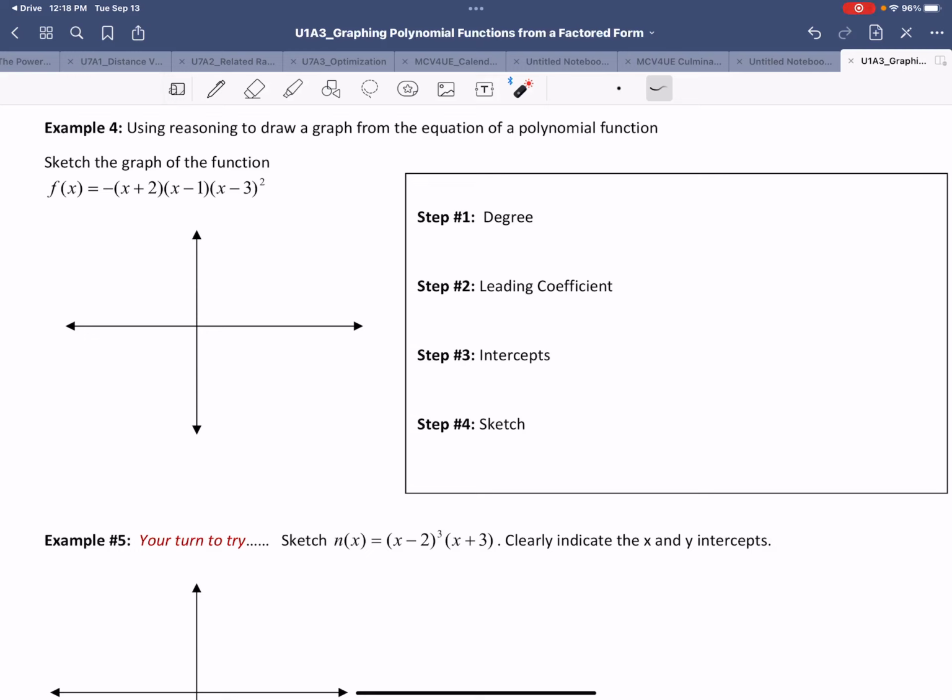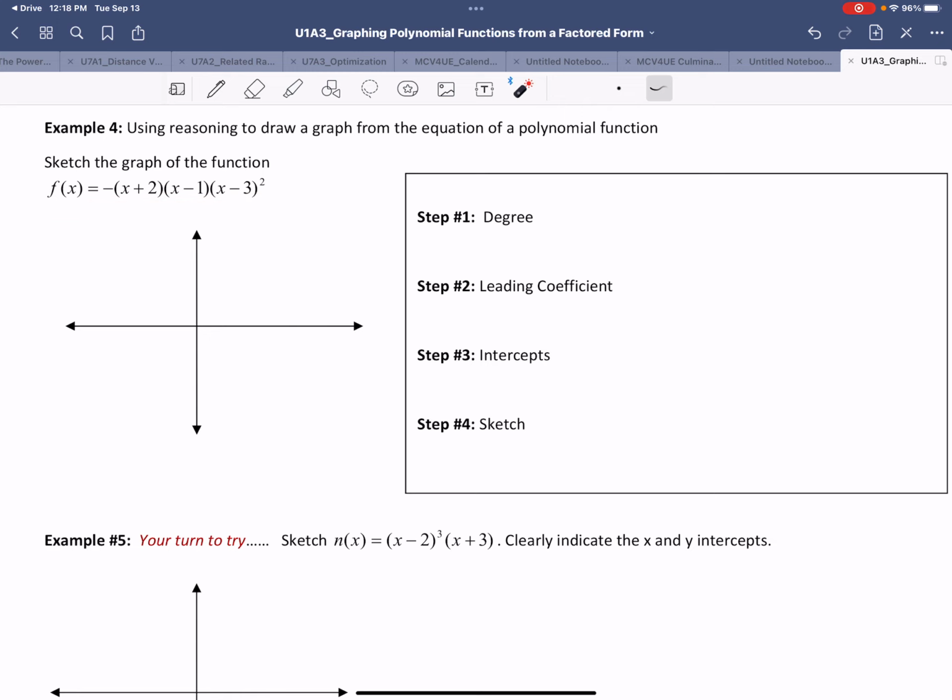Hello and welcome. In this video, we will look into graphing a polynomial function from factored form. In example number 4, we have f of x equals negative x plus 2 times x minus 1 times x minus 3 squared. As you can see, the polynomial function is given in factored form.